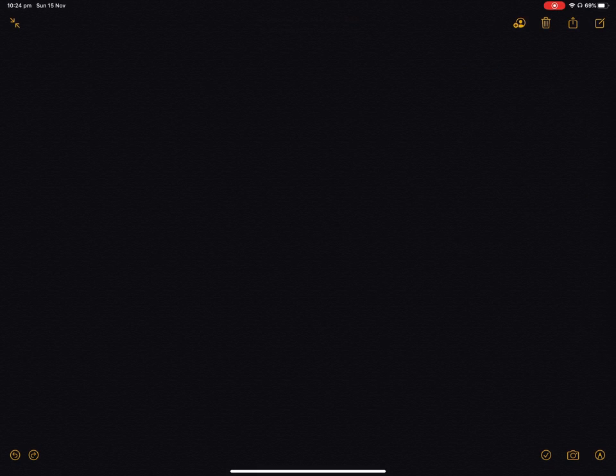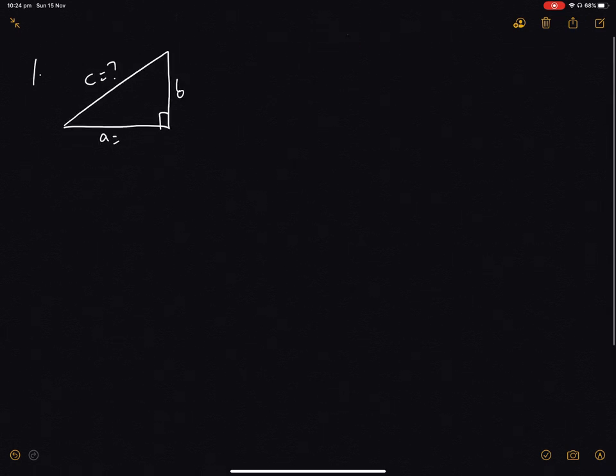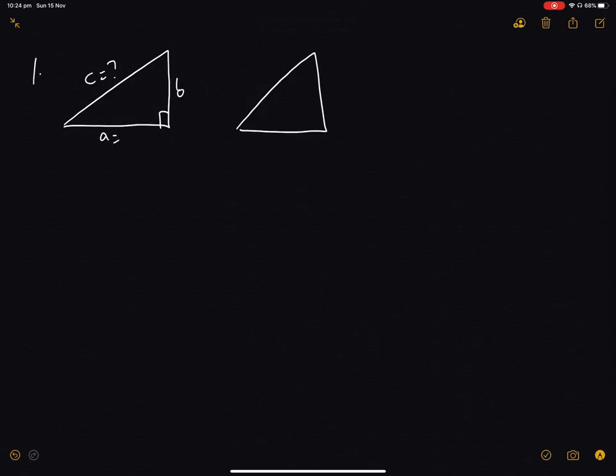So today we will be discussing Pythagoras theorem. Let's start on this. I will be discussing three types of triangles in this exercise. One where C is unknown. Another one where A is unknown. And another one where B is unknown.